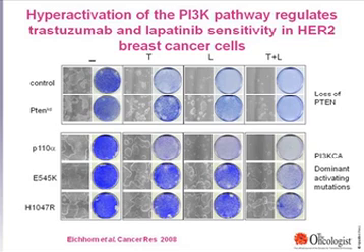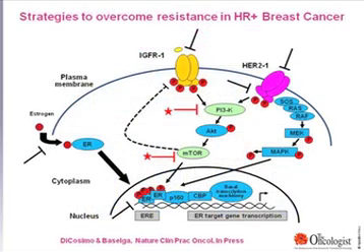And as you can see, by the amount of cells shown by the blue color, these cells that have mutations are clearly resistant to both trastuzumab and lapatinib.